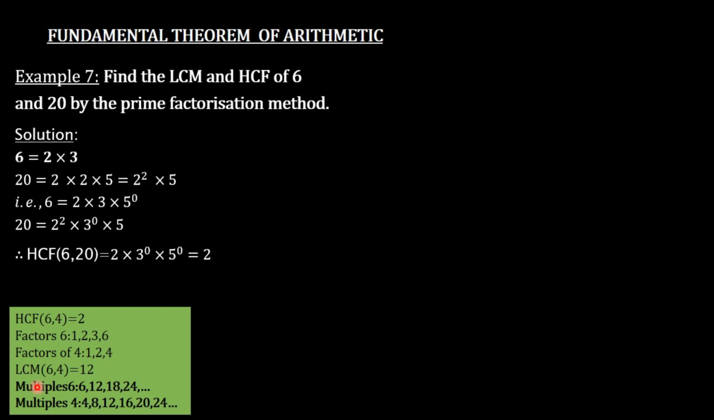Then what about LCM? LCM of 6 and 20 equals comparing the factors and finding the highest power among them. That is 2 and 2 square, 2 square. 3 and 3 raised to 0, 3. 5 raised to 0 and 5 raised to 1, 5. That is 2 square into 3 into 5, that is 4 into 3, 12 into 5, 60. So we have found our LCM and HCF here. Next, moving on to the next problem.